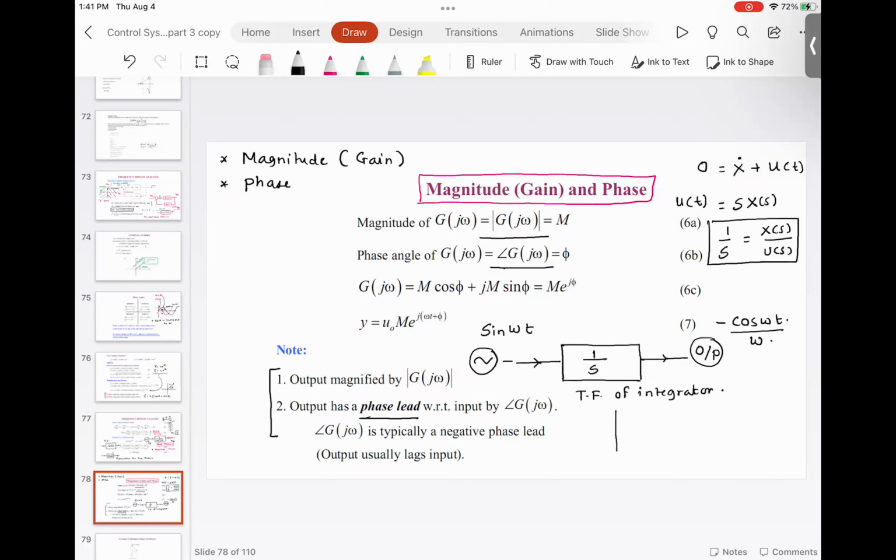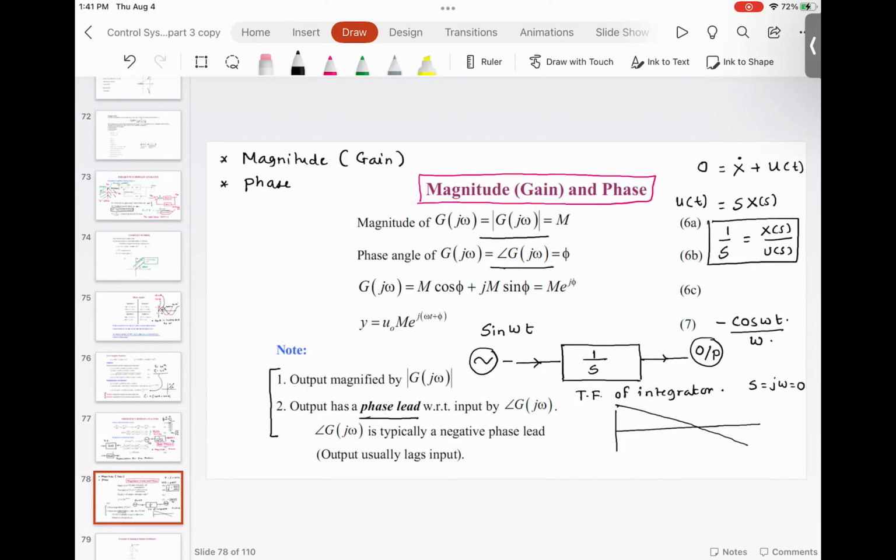please observe what's going to happen. As the frequency goes to zero, say as s equal to j omega equal to zero, you are going to have a very high output. And as s goes on increasing, your output will go on decreasing. So if you look at the Bode diagram of an integrator, this is what you are going to observe.